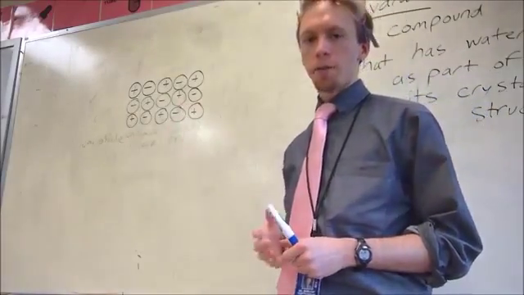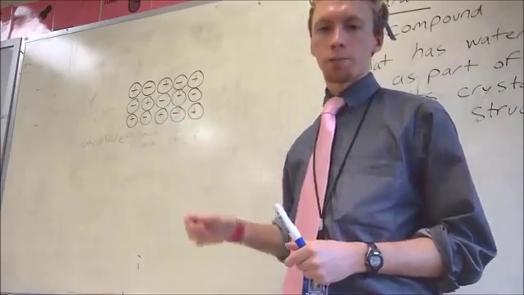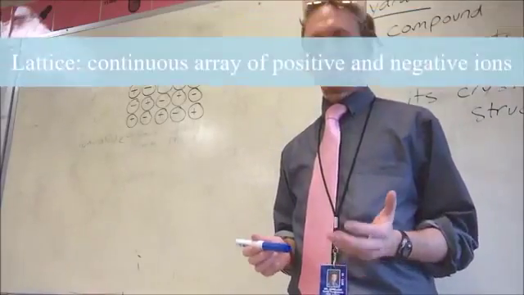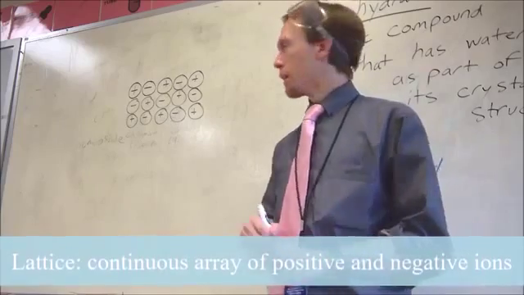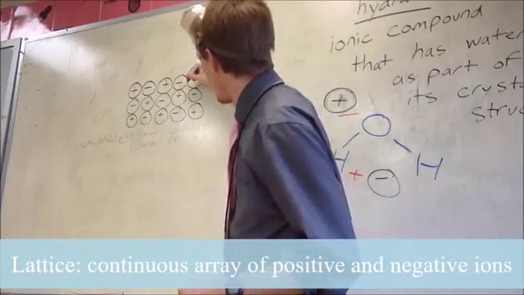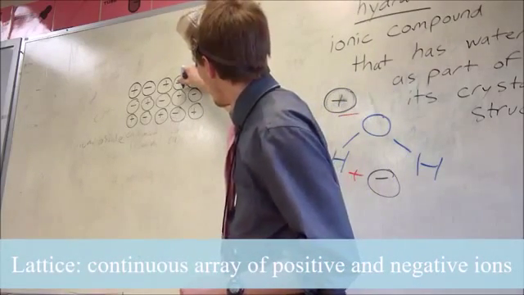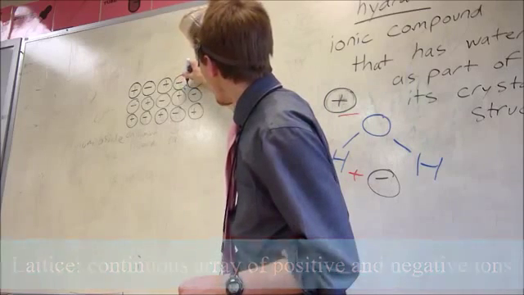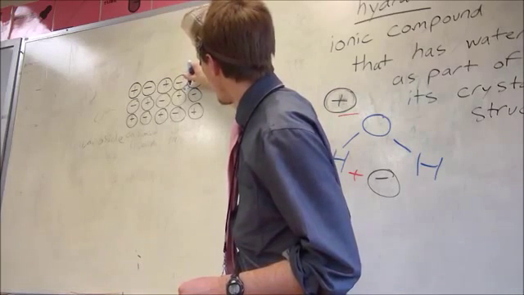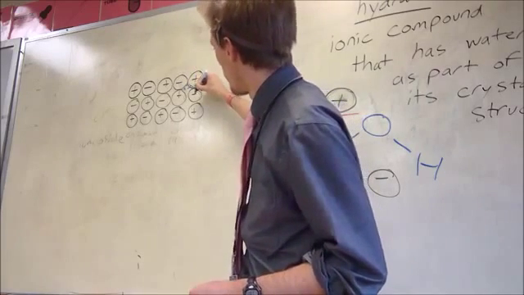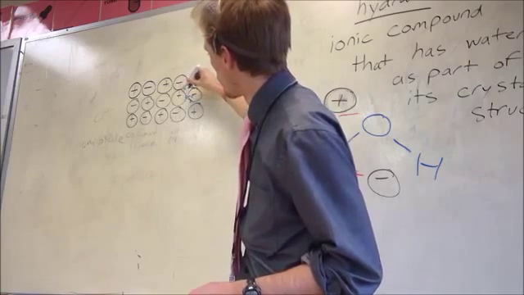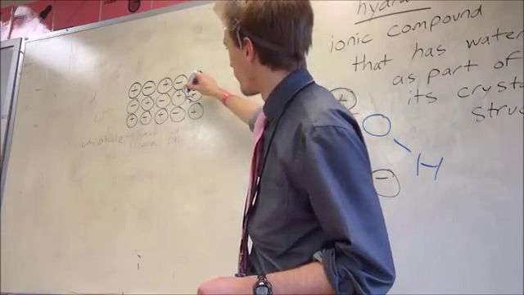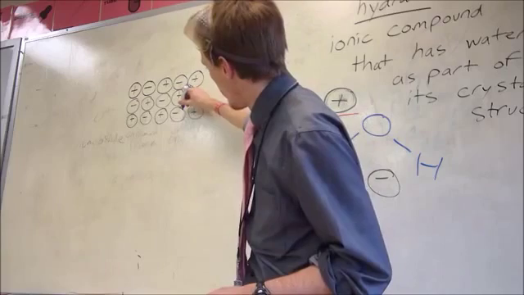In a lattice, we have an array of positive and negative ions. In an ionic compound, we have a lattice of positive and negative ions. And we have these water molecules that get stuck in here. So we have the positive hydrogens attracted to the negative part and the oxygens attracted to the positive part. And then the positive side with the hydrogens is attracted to the negative part, and the negative side is attracted to the positive side, and so on and so forth.